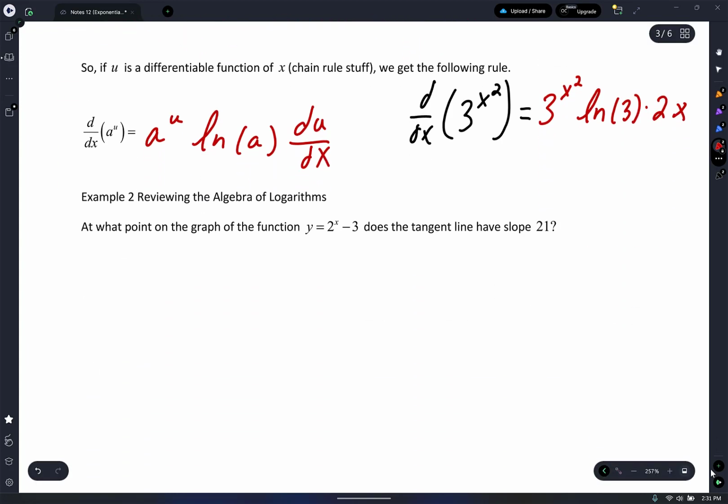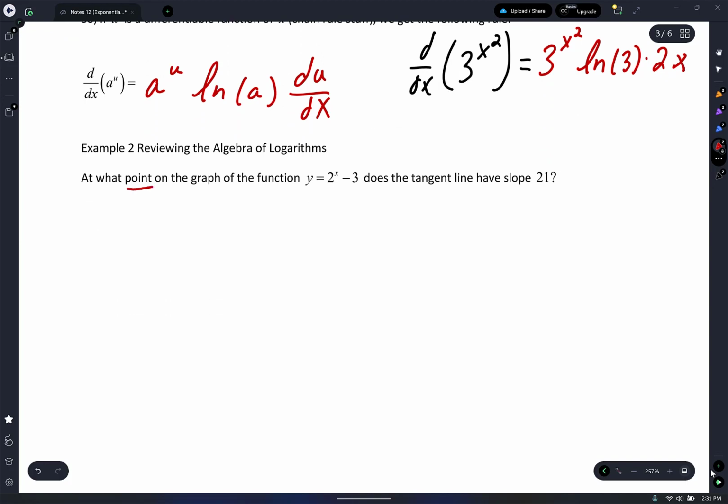All right, here we go. Let's see how much of this we can do by hand. I know it says at what point, at what x coordinate, because we're going to do it without a calculator. At what x coordinate in the graph of the function y equals 2 to the power x minus 3 does the tangent line have a slope of 21? Okay, here we go. How do I find the slope? Take a what? Take a derivative.